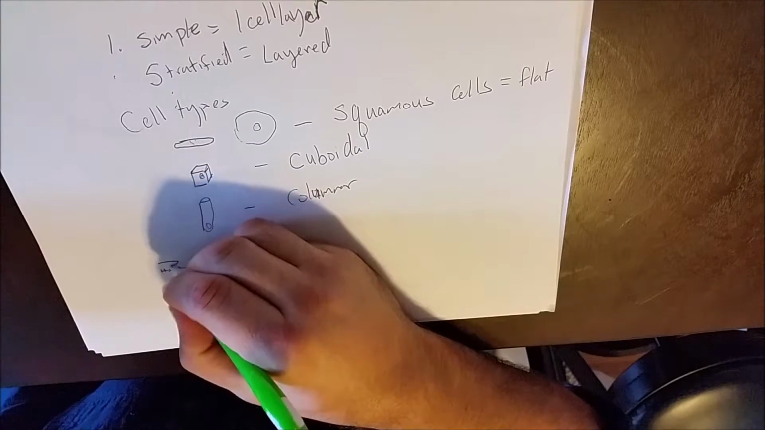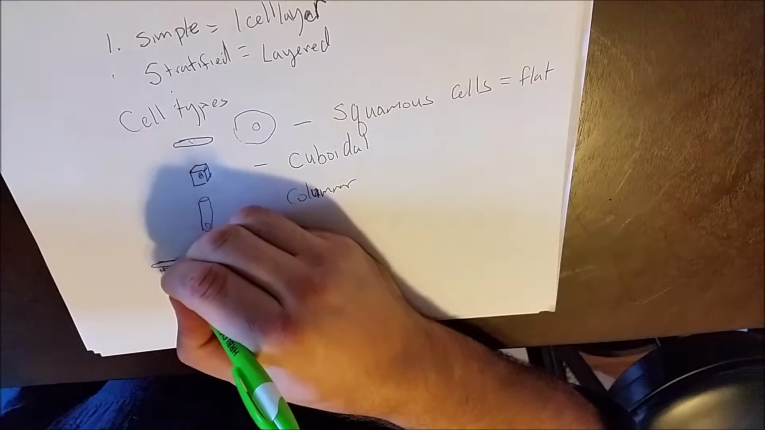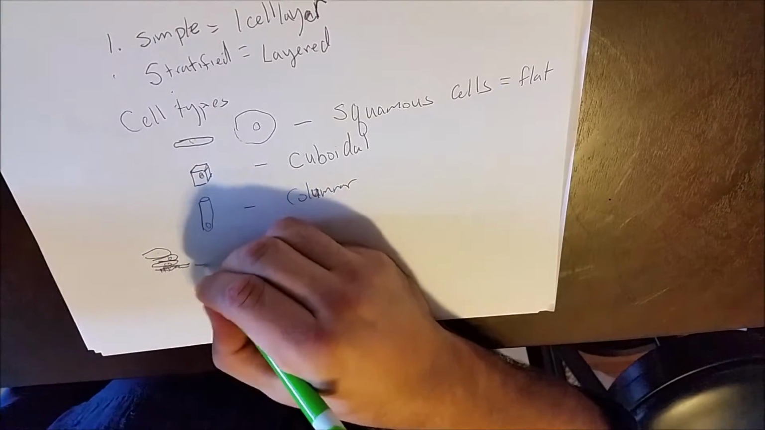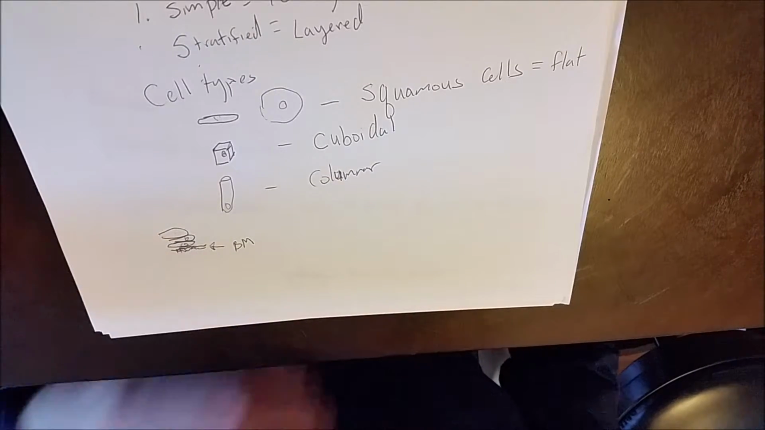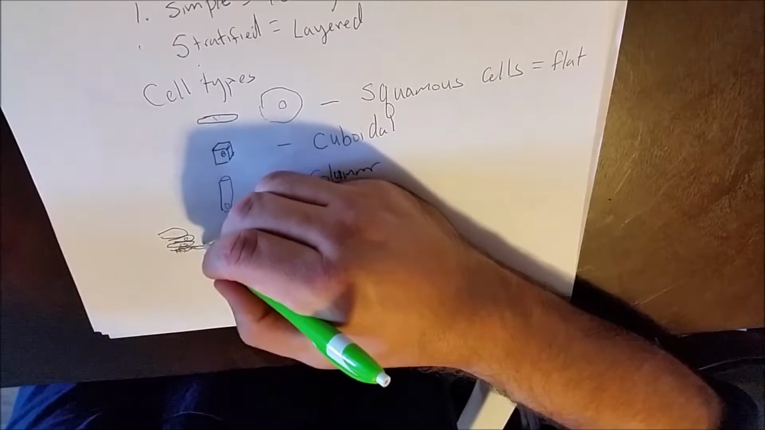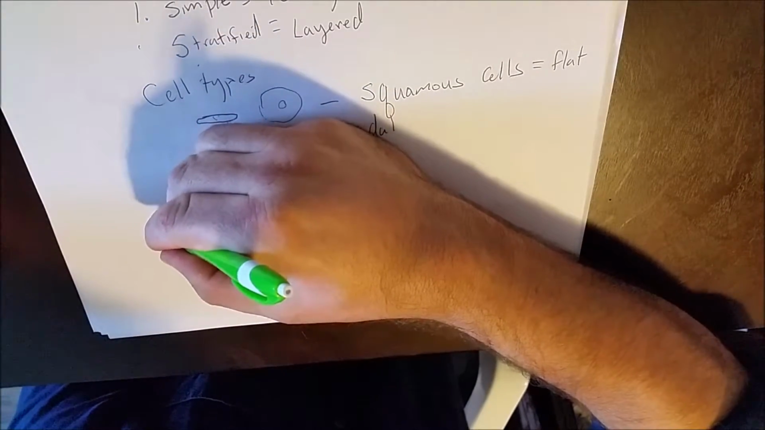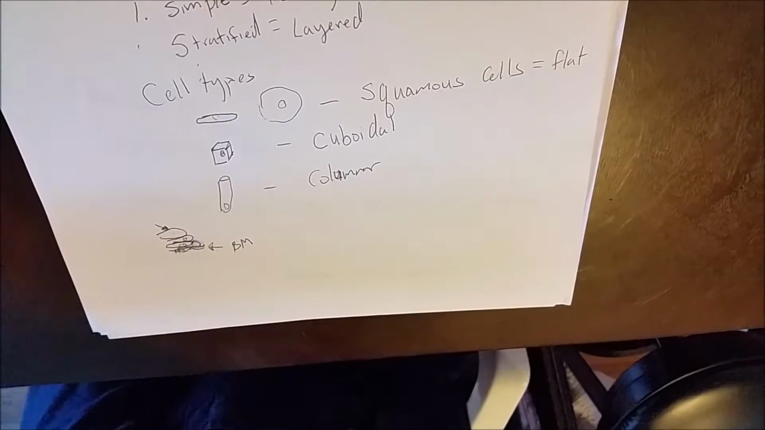If you have 1 cell layer on top of a basement membrane, it's simple. If you have multiple layers, it's stratified. So these are flat. This is a basement membrane here, a BM for basement membrane. This would be stratified squamous epithelium. Ideally, sometimes the cells at the bottom layer look different. So always look at the top cells, and those will usually be shaped either flat or cube.